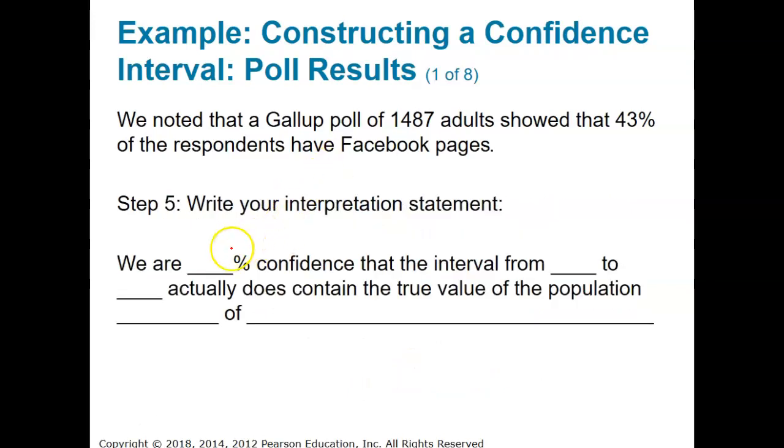Okay, so for our interpretation statement, we'll say we're 95% confident that the interval from 0.405 to 0.455 actually does contain the true value of the population proportion, and this will be of adults who have Facebook pages.